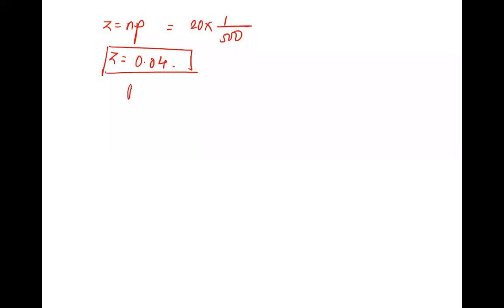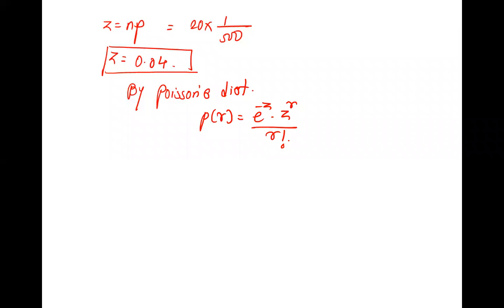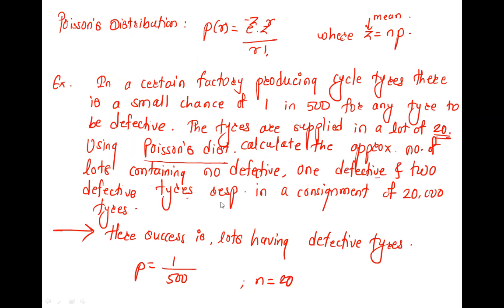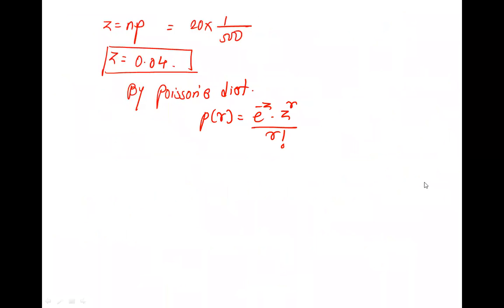So now we'll use Poisson's distribution. So we have the formula. Probability of R is e raised to minus z, z raised to r upon r factorial. And how many questions are given? Approximate number of lots containing no, 1 and 2 defectives. There are 3 different questions. So first question is no defective. What is R? Equal to 0. Very good.